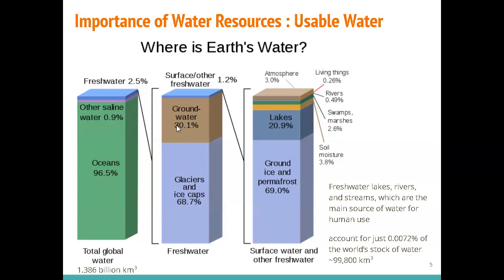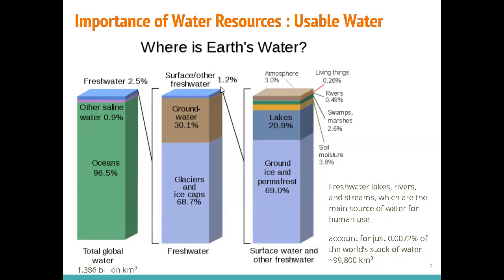And 30% would be groundwater. A lot of different countries use groundwater instead of river water, so this is a very important part of the fresh water. Also, this is the part that Hong Kong people use, right? Fresh water from the river, from the surface, or lake water, okay?